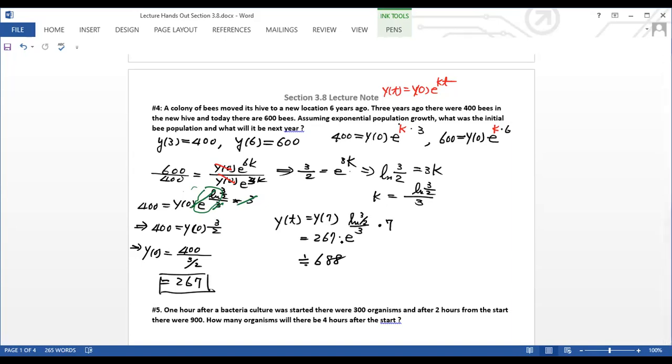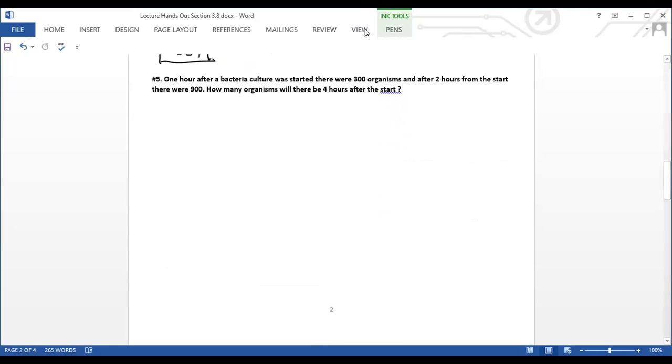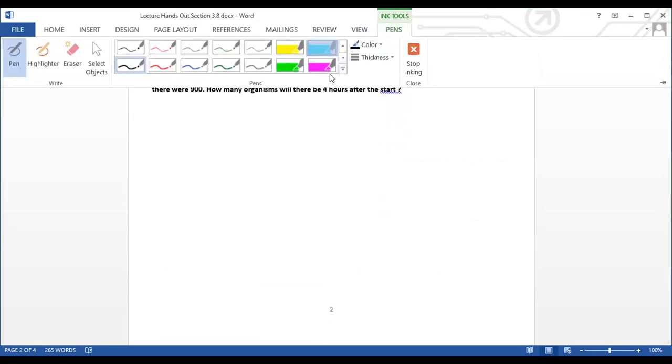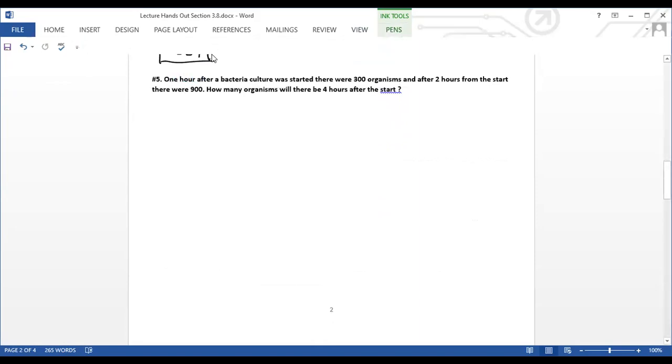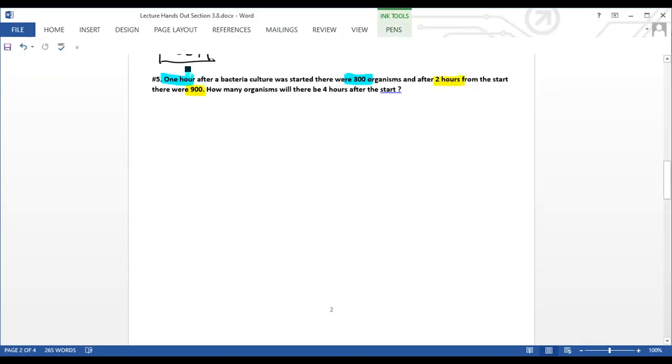Okay, so this is how you solve it. Now let's take a look at number 5. They said 1 hour after the bacterial culture was started there will be 300, and after 2 hours from the start there will be 900. So 1 hour is 300, and 2 hours is 900. I want to find how many there are after 4 hours from the start.